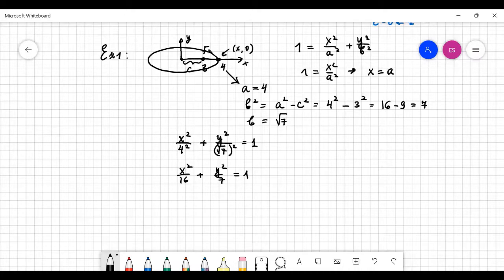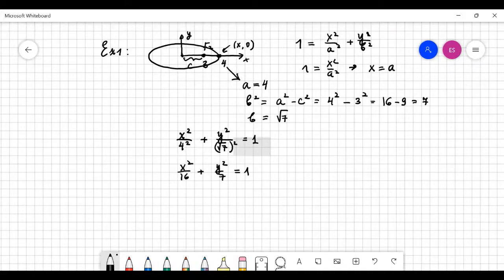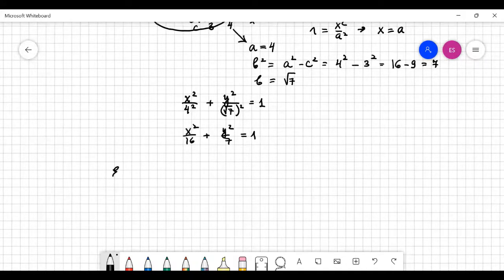Now, what if somebody gives us the equation of an ellipse and they're asking us to graph it? Example number 2. Here we were given some characteristics of an ellipse and we were building the equation. But imagine somebody gives us the equation of an ellipse: x squared over 25, for example, plus y squared over 9 equals 1. Can we graph this ellipse?